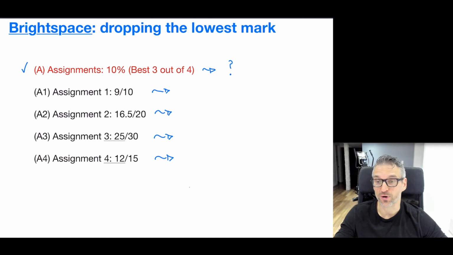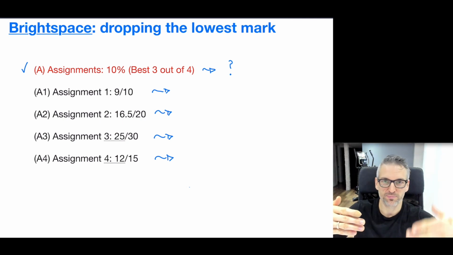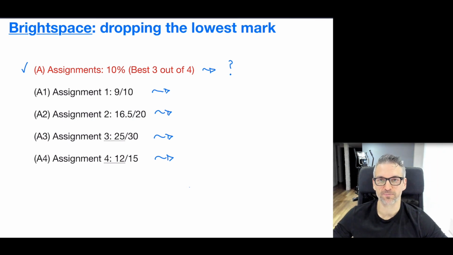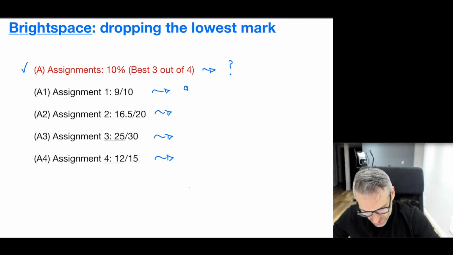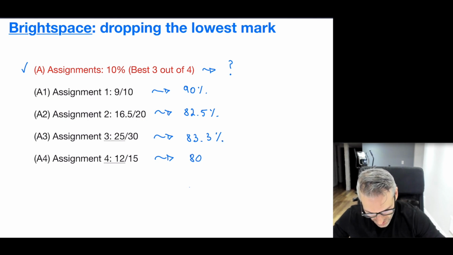If you're looking at it from the points of view, 9 out of 10, 16.5 out of 20, 25 out of 30, 12 out of 15, that may not always be the easiest thing to do, even if it is for one student. So you typically may want to be able to see this as a percent, and Brightspace actually provides you typically the mark, and then it provides you a percentage that you can add on to there. Now, this is 90%, and this one is 82.5%. You can do this with a calculator. This is 83.3333, etc. percent. I'll just keep it to one decimal for the moment, and then this is 80%.